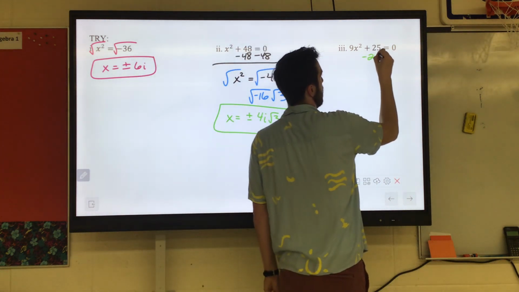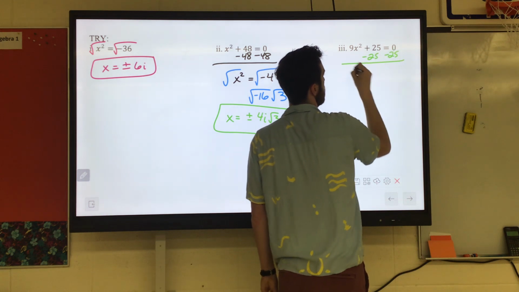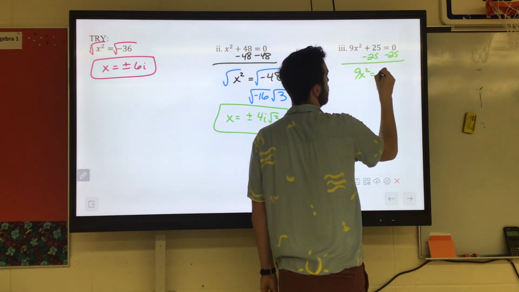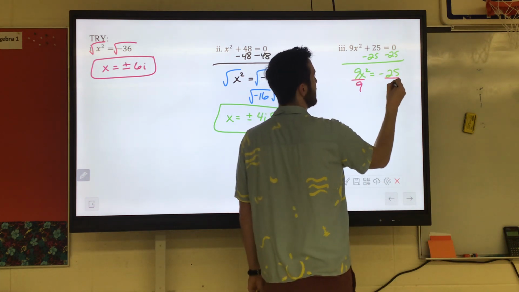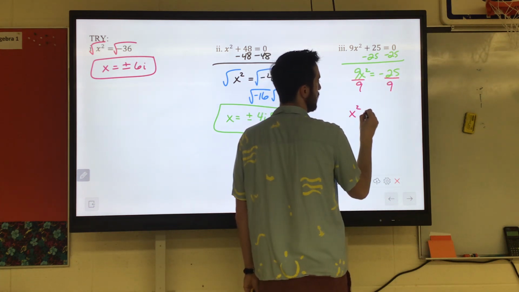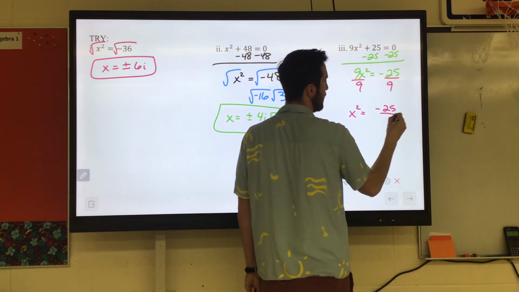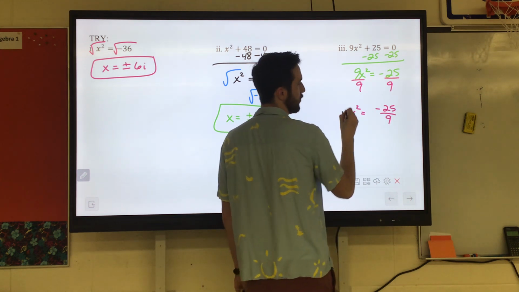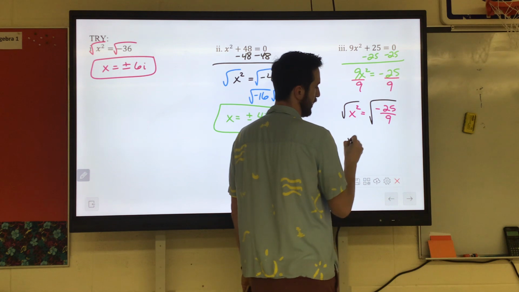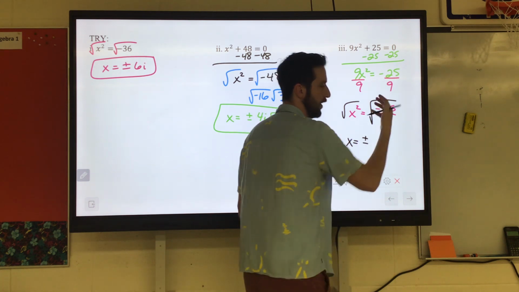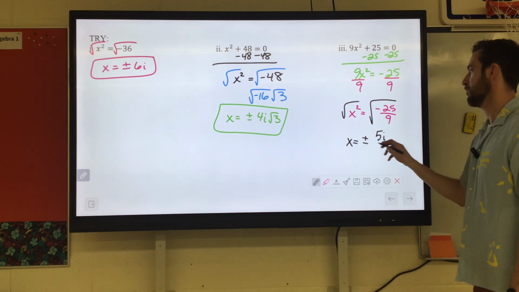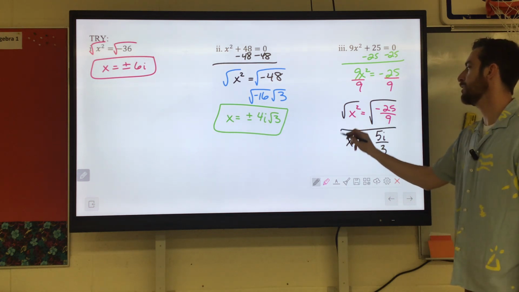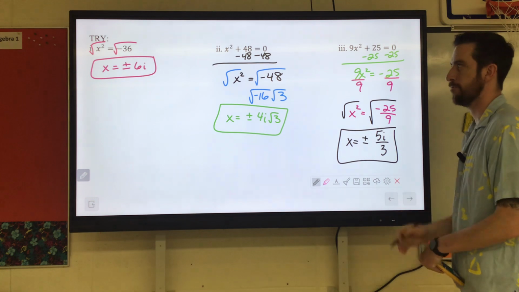Over here we'll subtract the 25 first. 9x squared equals negative 25. We'll divide by 9. X squared equals negative 25 ninths. And then remember, when you square root a fraction, you just square root each part. So plus or minus square root of negative 25, we're going to say is 5i. Square root of 9 is 3. So plus or minus 5i over 3.